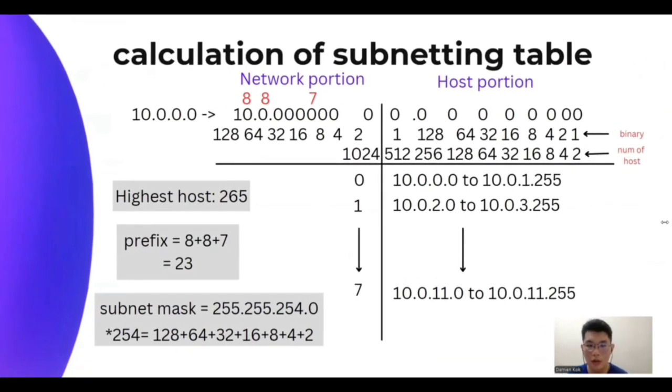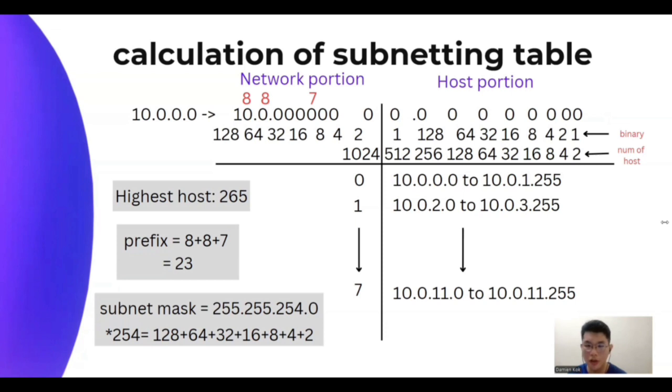So my name is Damien, and I'll be explaining the calculation of the subnetting table. So in an IP address, there are 2 portions, network portion and host portion. So to calculate, we have to use the highest host to cut. So for example, in our assignment, our highest host is 265. So we use the number above 265, which is 512. So over here we cut.